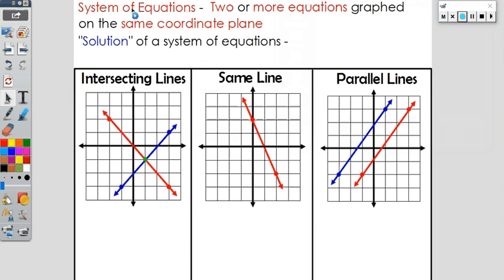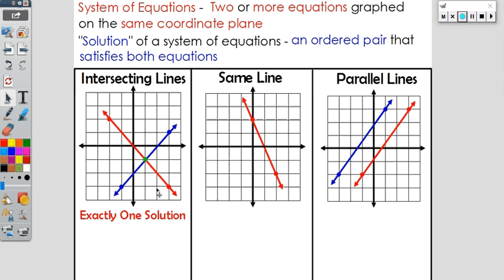A system of equations are two or more equations that are graphed on the same coordinate plane. When you're asked to find a solution to a system of equations, what you're looking for is an ordered pair that satisfies both equations. There are three different situations you can have when you graph two lines on a coordinate plane. The first thing that could happen is you can have intersecting lines.